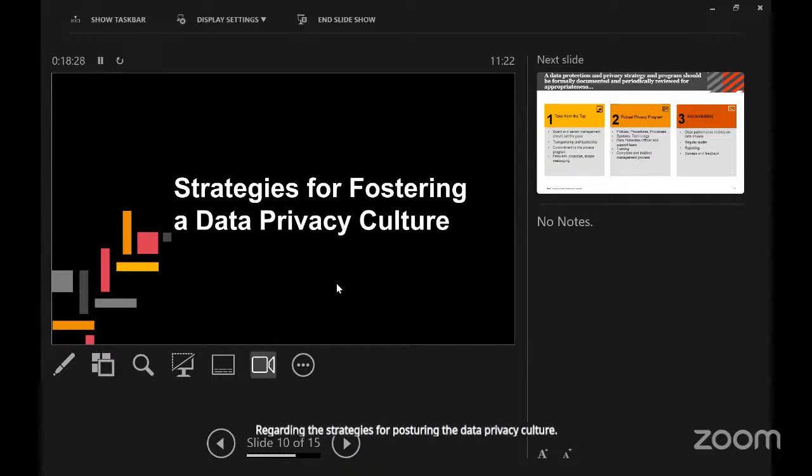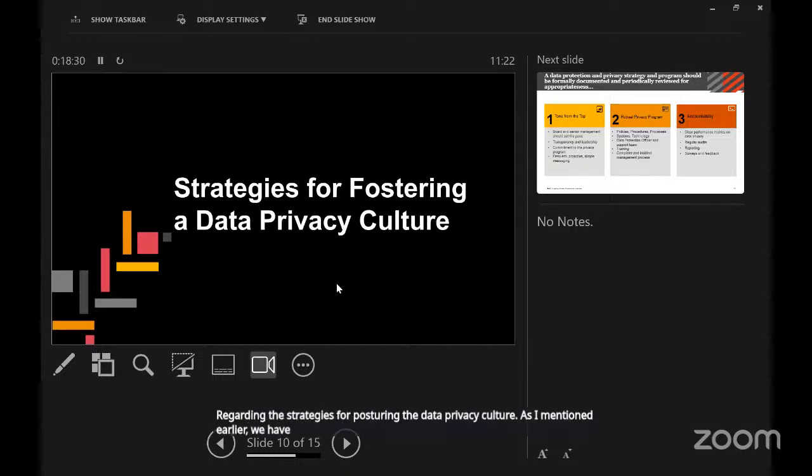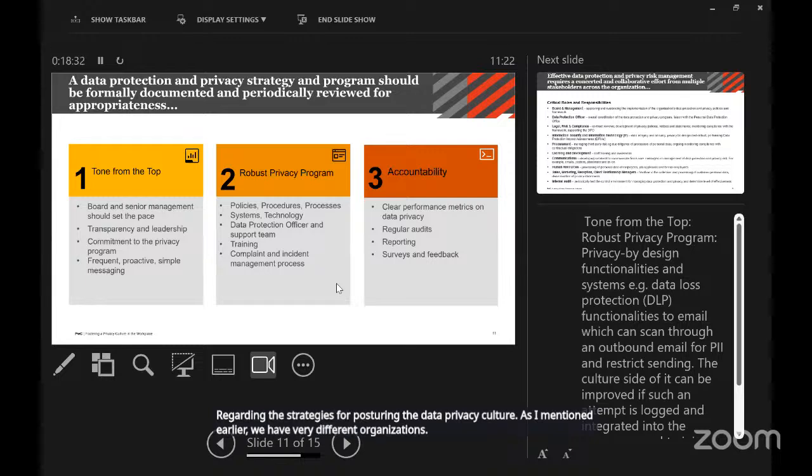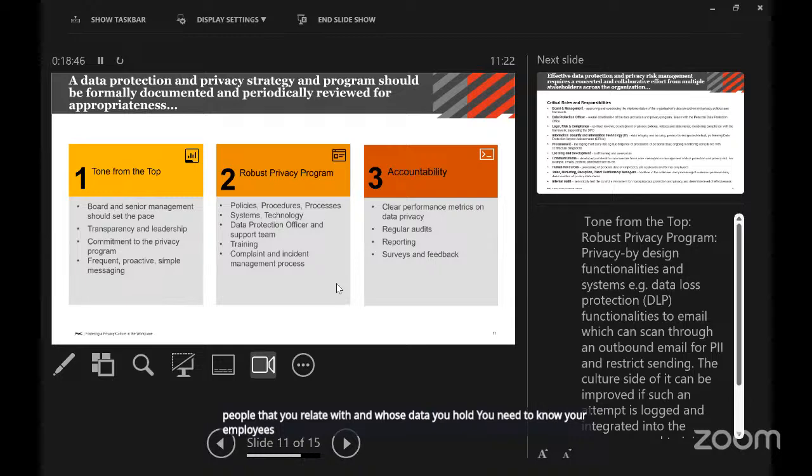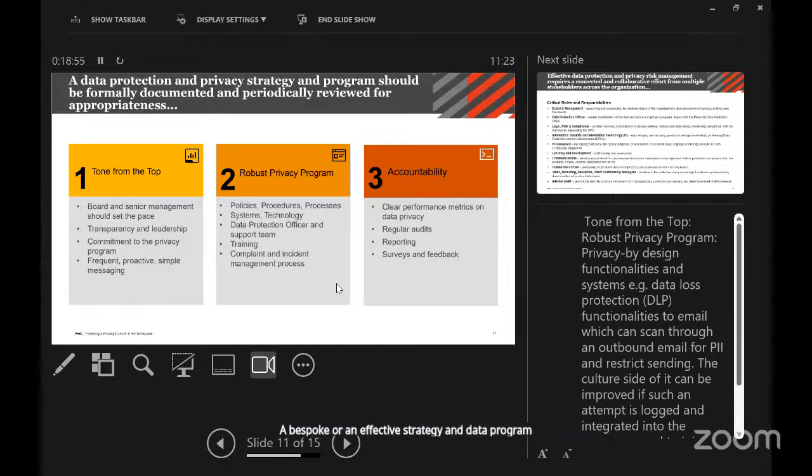As I mentioned earlier, we have very different organizations, and my culture may not be your culture. So you need to know your organization. You need to know what your operations look like. You need to know the kind of people that you relate with and whose data you hold. You need to know your employees and what exactly their roles are so that you can develop a bespoke or an effective strategy and data program which speaks to your operations.